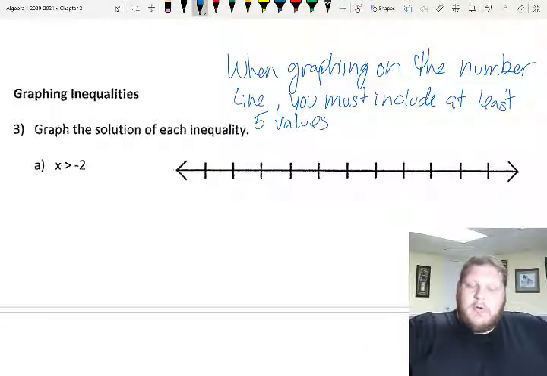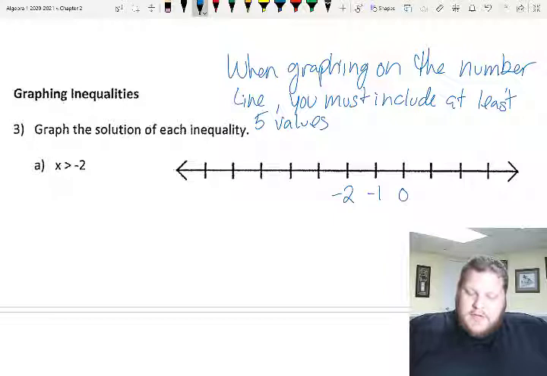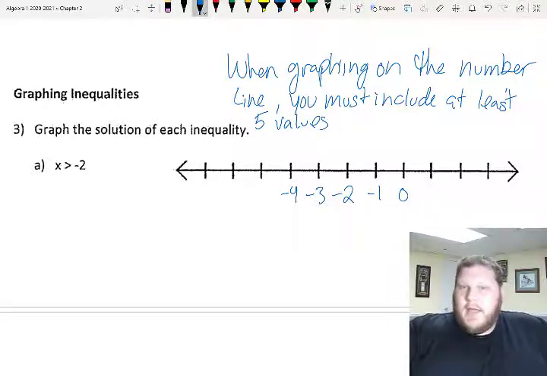So when we're going through and graphing these, x is greater than -2. That number that my x is related to, that's my boundary between where I have my solutions and my non-solutions. So the way I'm going to set my number line up, I'm just going to put -2 in the center, because I know that's going to be where that change happens from answers to non-answers, solutions to non-solutions. If I want 5 values on that number line, my next two biggest numbers from -2 would be -1 and 0. The next two numbers smallest would be -3 and -4. So at minimum, I should include that.